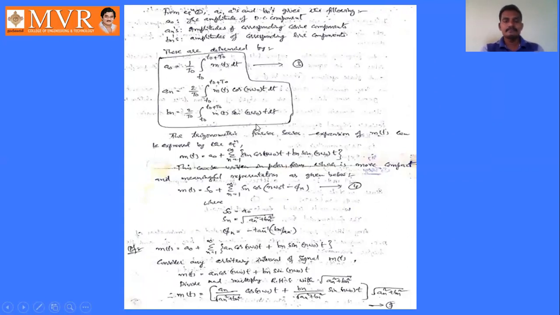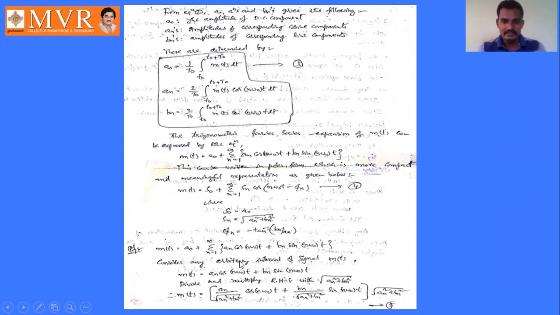So these can be replaced by their polar form. M of t in trigonometric Fourier series expansion form can be replaced by its polar form for our convenience. It is a more compact form. So it can be represented as m of t equal to S naught plus sigma n equal to 1 to infinity Sn cos of n omega naught t minus phi n, where Sn is square root of an square plus bn square, and phi n is minus tan inverse bn by an.